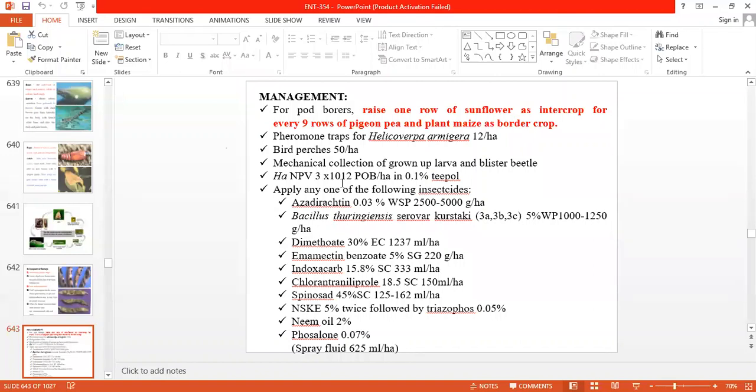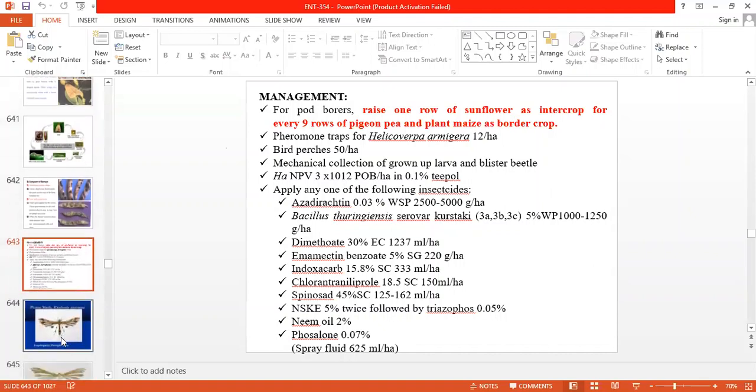meter row are noticed. 5% damaged pods or 2 larvae per meter row. This is the ETL level of that pest. So this is all about the Tur pod borer as well as gram pod borer. This is the most noxious pest of Tur as well as gram.